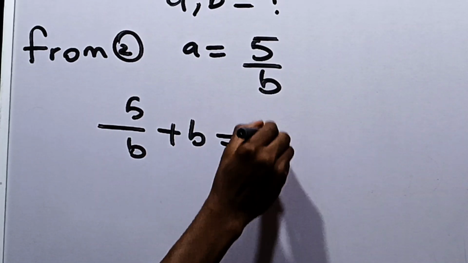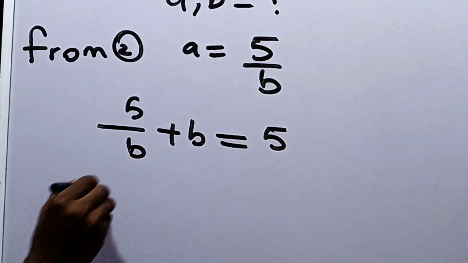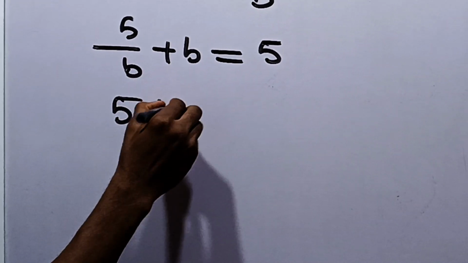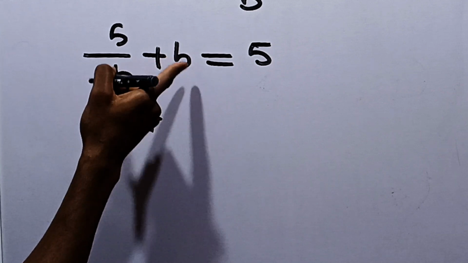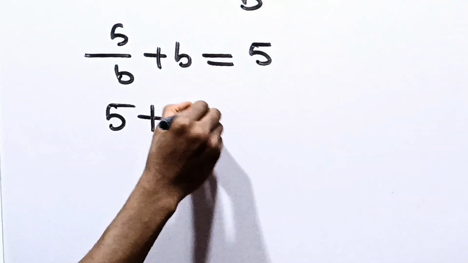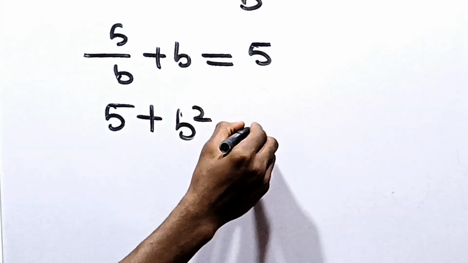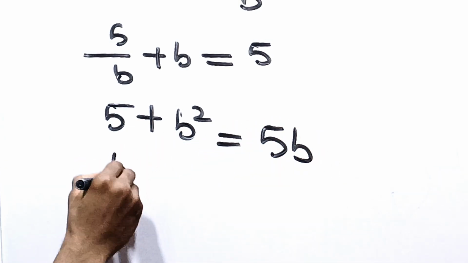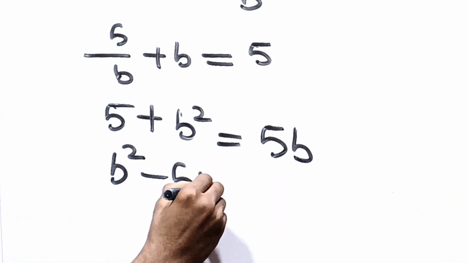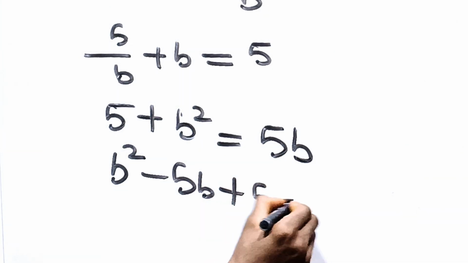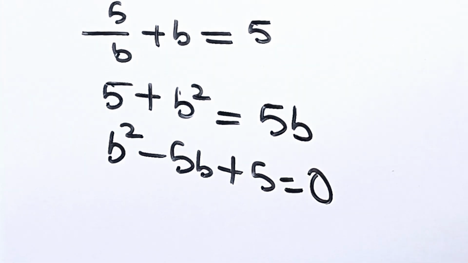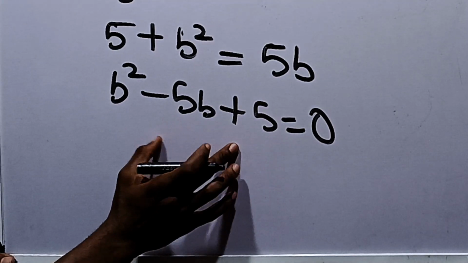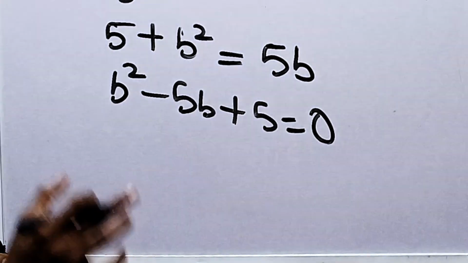to 5. Multiply each term by B: 5 over B times B is 5, plus B times B is B squared, equal to B times 5, which is 5B, so that we have B squared minus 5B plus 5 is equal to 0. And this is a quadratic equation and cannot be solved by factorization, meaning we can use the quadratic formula.